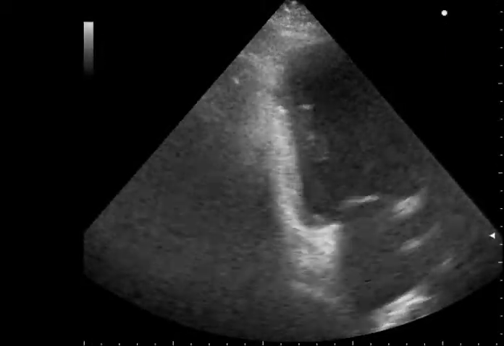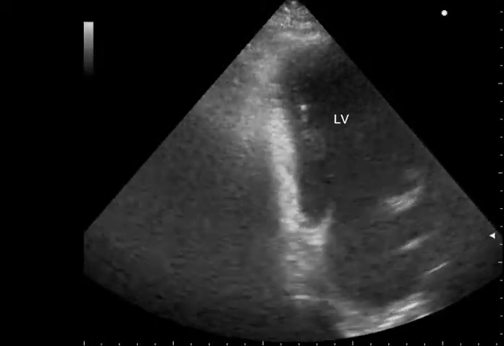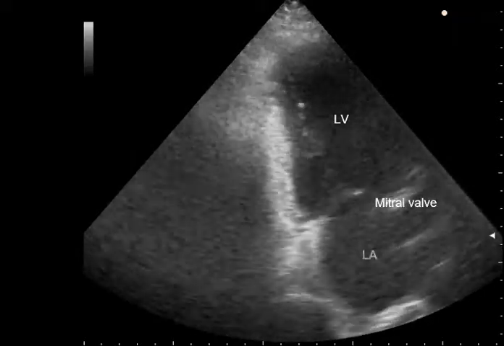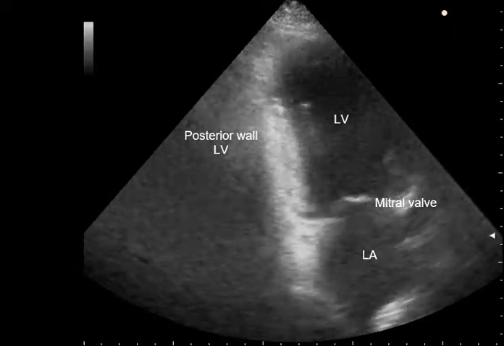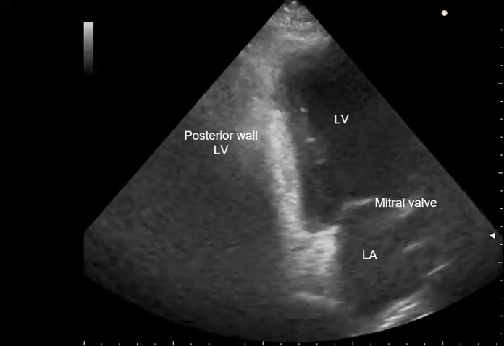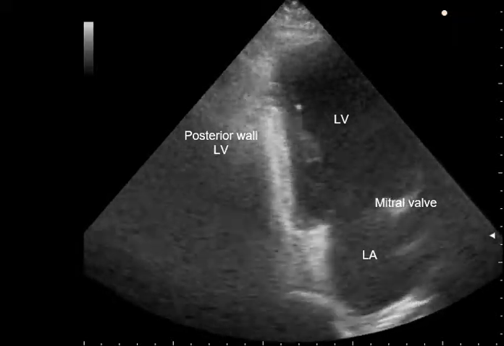Apical two-chamber view. Left ventricle, mitral valve, left atrium, posterior wall of the left ventricle are visualized. The contractility of the posterior wall of the left ventricle is preserved.